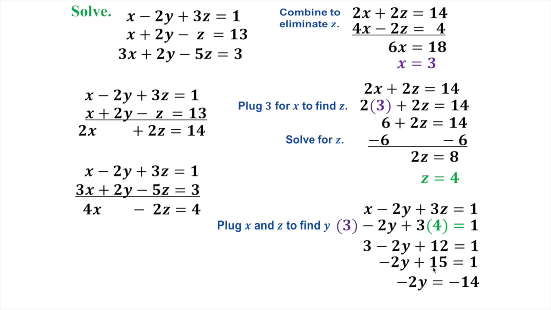I move my 15 over to the other side. I subtract 15 from both sides. And then I've got a negative 2y equals negative 14. I need to divide negative 2 by both sides. Find out that y equals a positive 7. So I have x equals 3. That comes from up here. Z equals 4, and y equals 7.